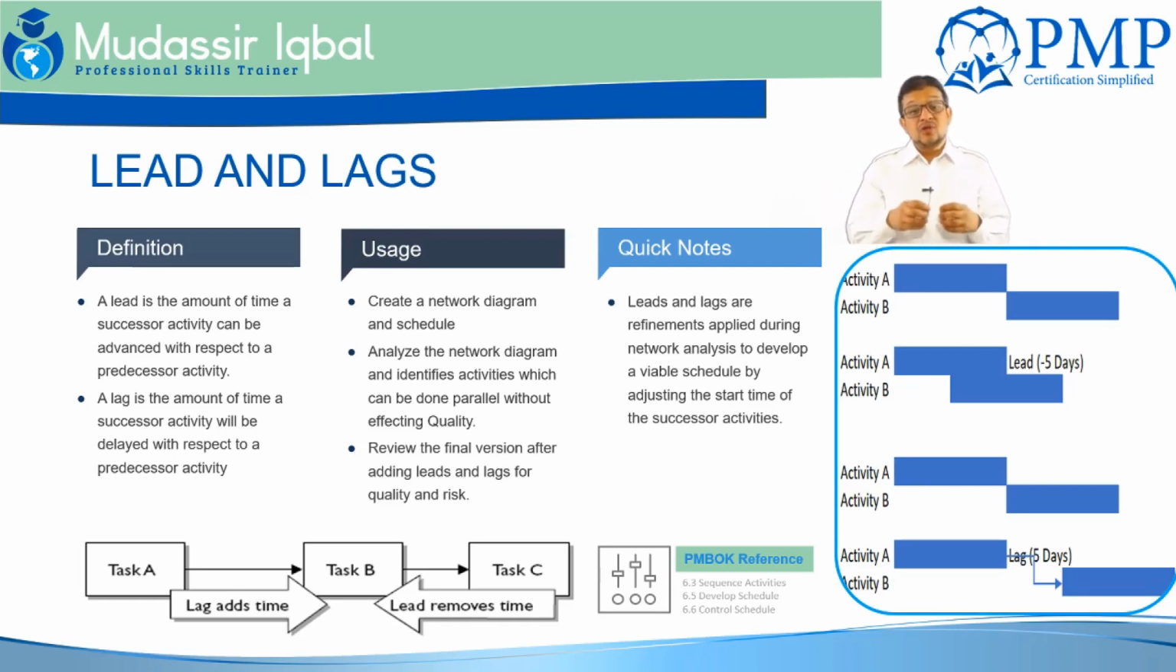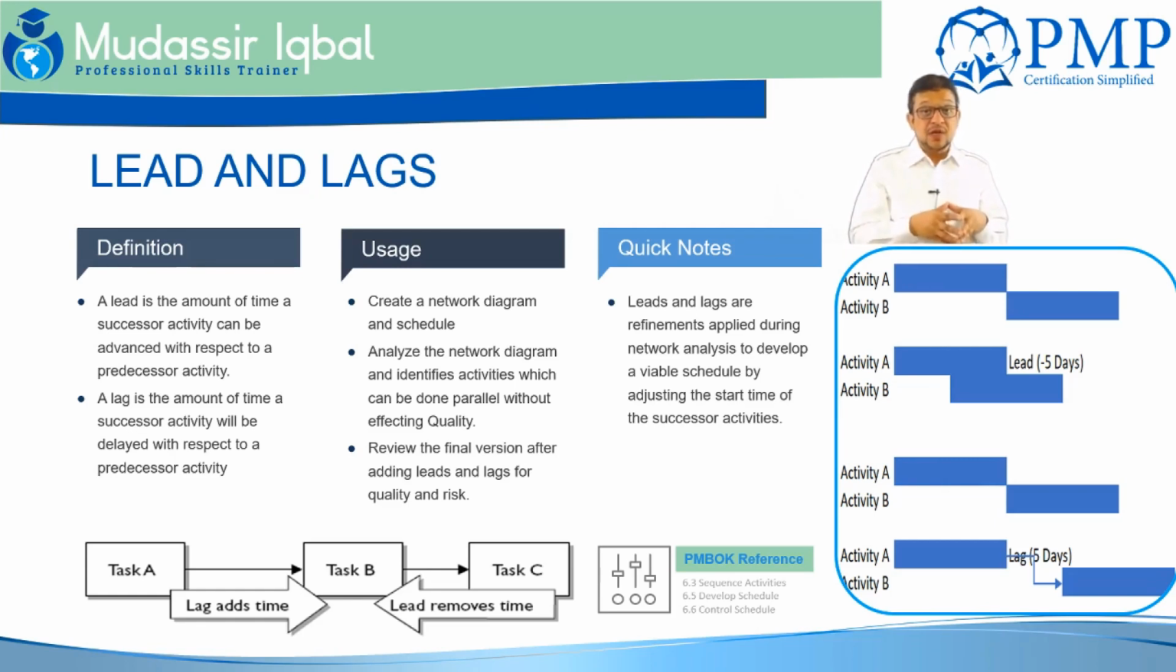So leads are used in limited circumstances to advance a successor activity with respect to the predecessor activity. Lags are used in limited circumstances where a process requires a set period of time to elapse between the predecessor and the successor activity. So lead is to pull, lag is to push. When you modify the relationship of activities to run in parallel that are normally done in sequence, you are employing a schedule compression technique called fast tracking.